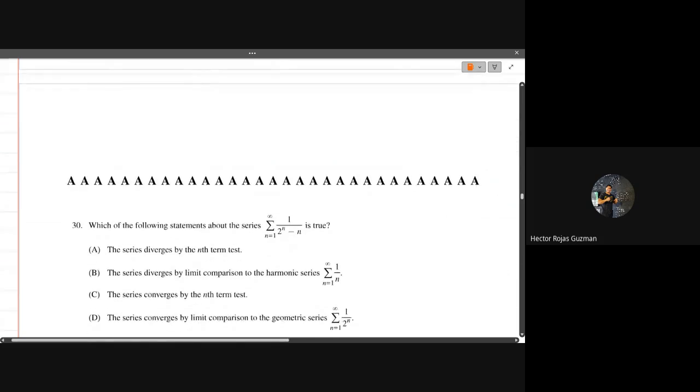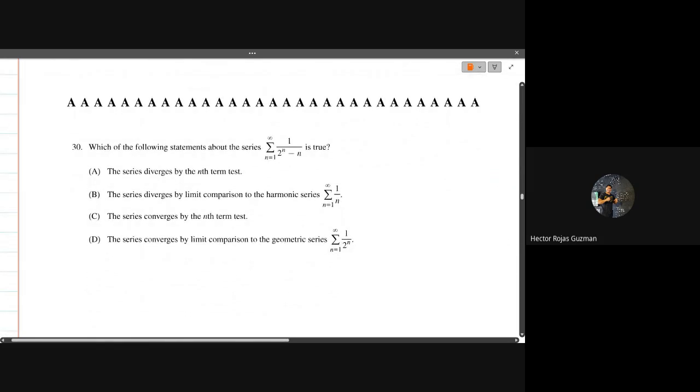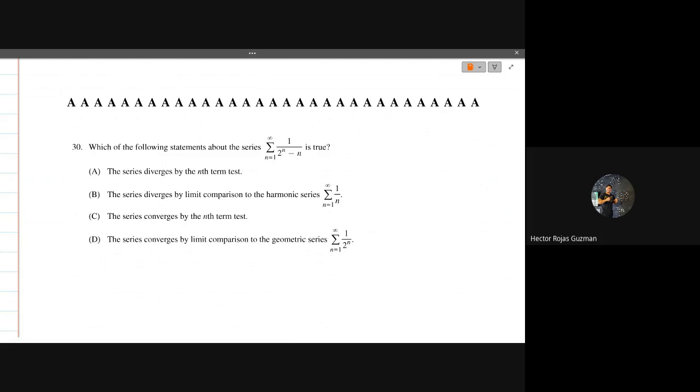The last problem, number 30. The last problem for the first part. Which of the following statements is true about this series? The series diverges by the nth term test. Well, I don't know if that's true, so we're going to take a look. We're going to take the limit as n approaches infinity of a of n. And because we have 1 over 2 to the power of n minus n, this is 0. So according to the nth term test, this has the potential to converge. It could converge, and because it could converge, we can't say that it diverges.